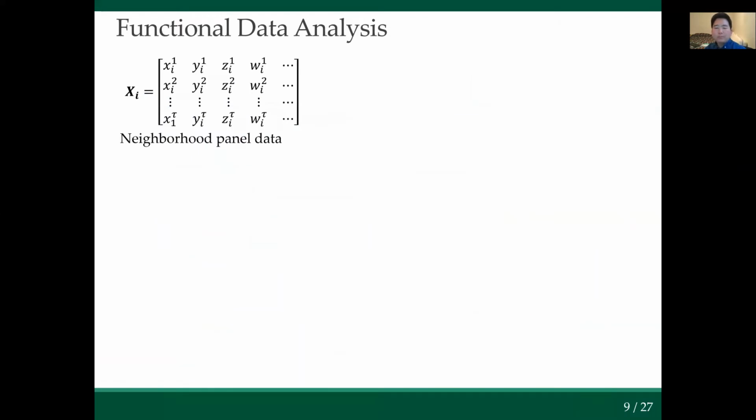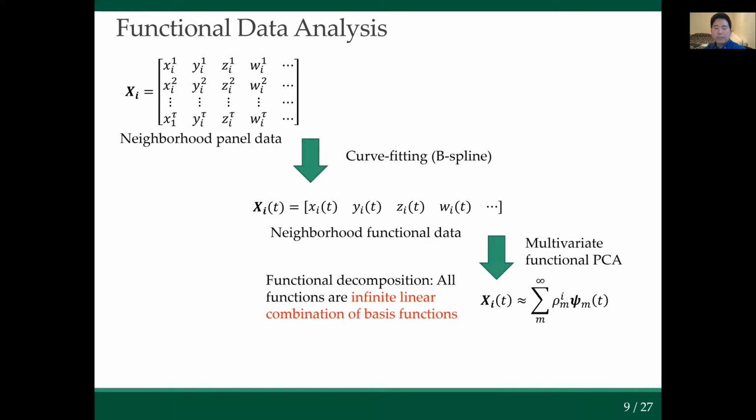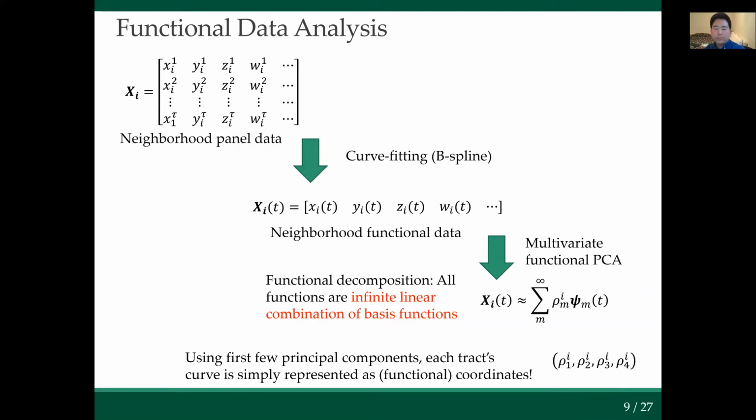So let me explain more about the multivariate functional principal component analysis. Given that we have census panel data stacked by time, we can apply the curve fitting process that will produce the multivariate functional data. These multivariate functions can be decomposed into an infinite linear combination of basis functions. If we apply the multivariate functional PCA and take the first few principal components, we can get simplified functional data that sufficiently explain the functional variation.